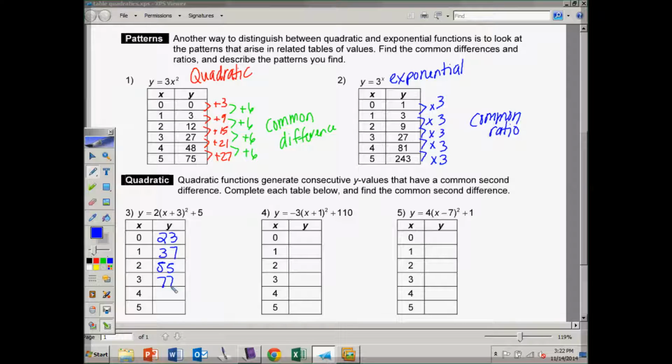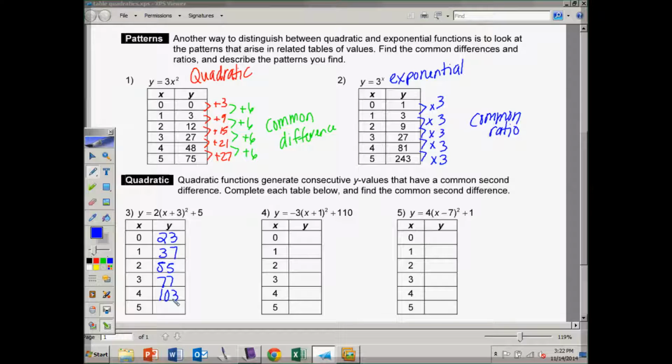7 squared is? 49. 49 times 2 is? 98. Plus 5 is? 103. And last but not least, 5 plus 3 is? 8. 8 squared is? 64.